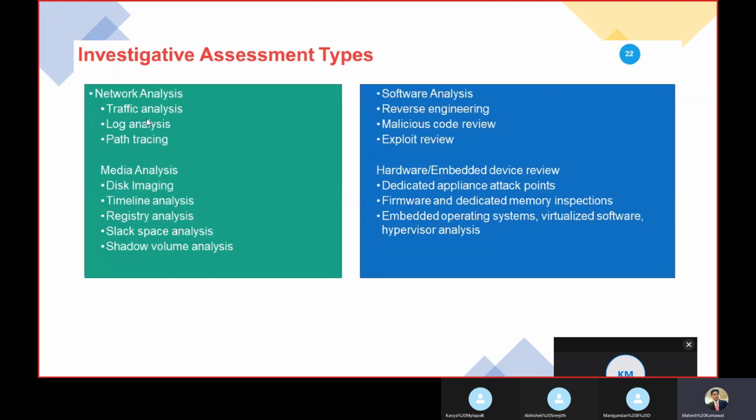Then we have media analysis. So we have disk imaging, where you copy all the data. Timeline analysis, registry analysis, slack and space analysis, shadow volume analysis. Then software analysis: reverse engineering, malicious code review, expert review. Hardware and embedded device reviews: dedicated appliance attack points, firmware and dedicated memory instructions, embedded operating systems, virtualized software, hardware analysis. So software analysis, hardware analysis, media analysis, and network analysis are the four types of assessment you can do.